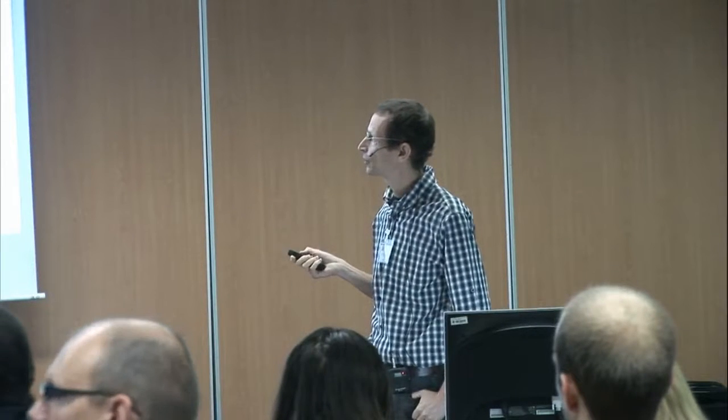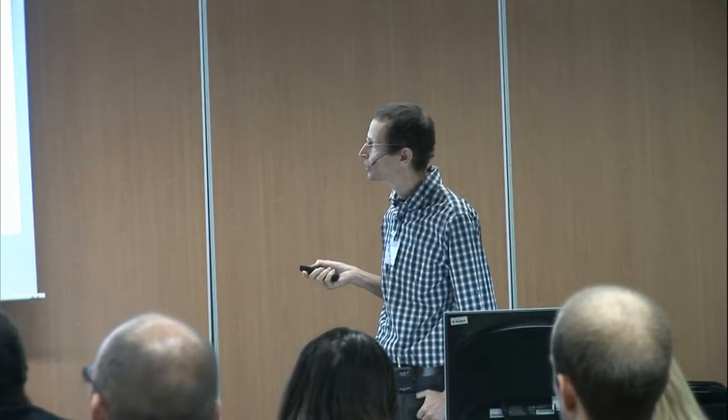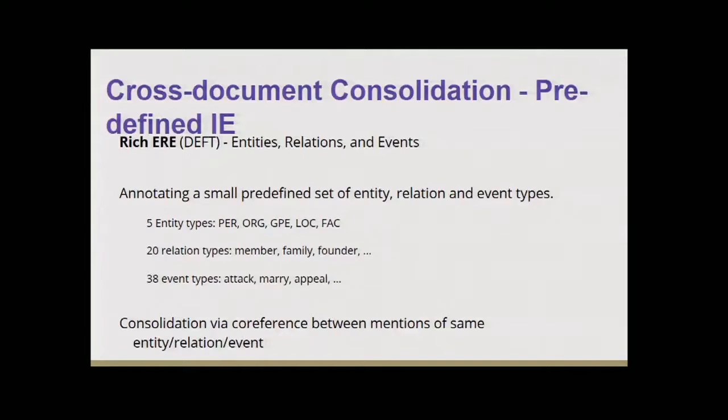Entities, relations, and events. And they define 5 entity types. You see here 20 relation types, 38 event types. And for these predefined relation and event types, for these predefined types of facts, they define a scheme how to extract information about, let's say, a certain event from multiple documents. And then they actually annotate coreference.